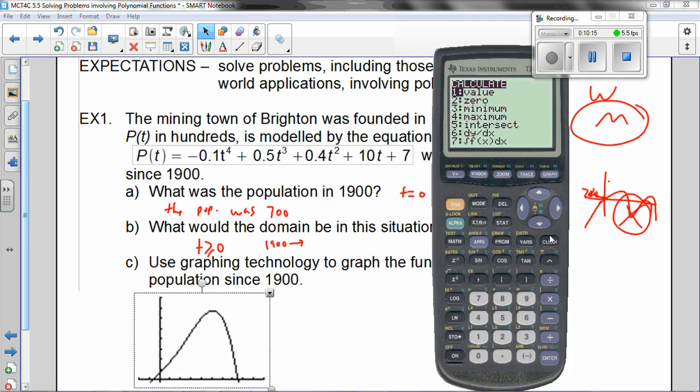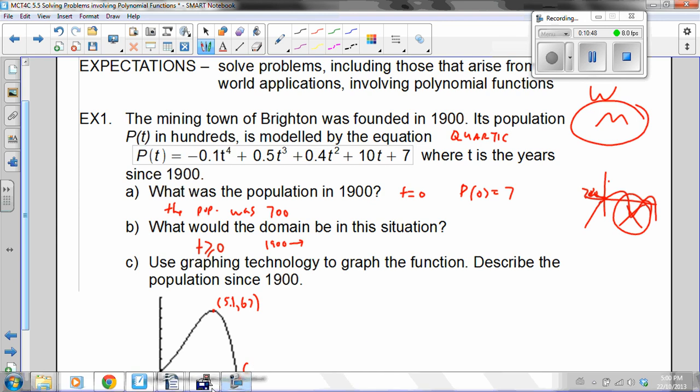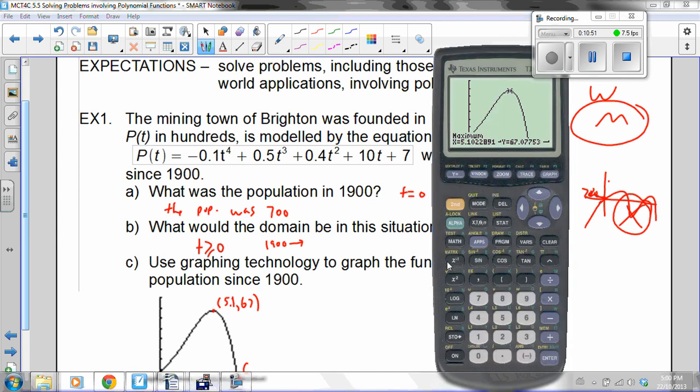I'm going to go second calc, find the maximum, and we're old hats at this now. We're very, very good at it. Left side, right side, and maximum is 5.1 and 67. So get my pen out again. That point right there is 5.1 and 67. The other point I want is that one right there, because that's when the population reaches zero again. It becomes a ghost town.